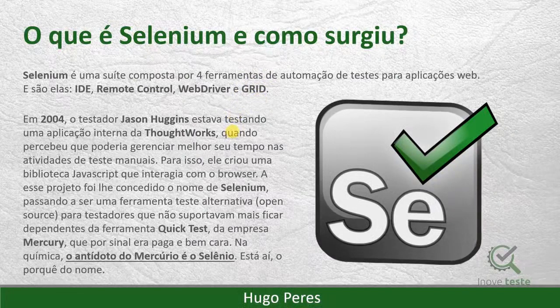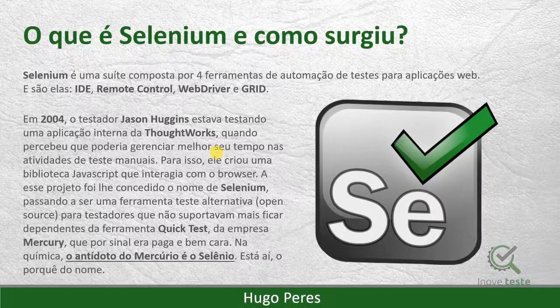Referring to the history of Selenium, the tester Jason Huggins, in mid-2004, was testing an internal application of the company he worked for when he realized that he could improve his time in the manual testing activity, which we know takes a lot of time and effort. So, for this, he decided to create a JavaScript library that interacted with the browser. And it was this library that he decided to name Selenium.